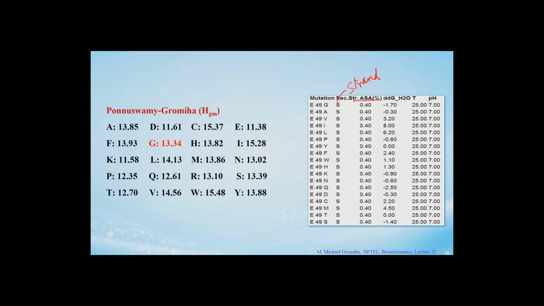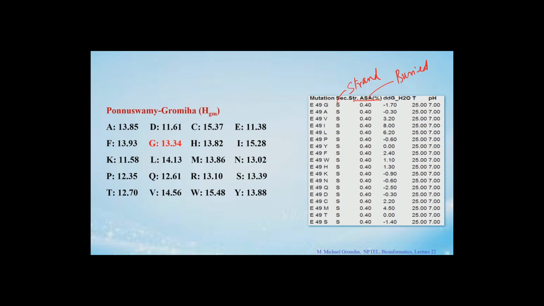Right, we have the ASA. Partially exposed. So, it is 0.4, that is less than 1, right. If you take the less than 5 cutoff, then this is buried. Because this value varies from 0 to 100, so it is 0.4 less than 1. So, we can take this as the buried one.